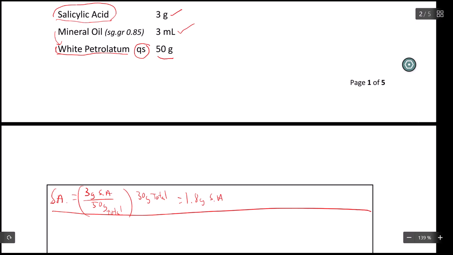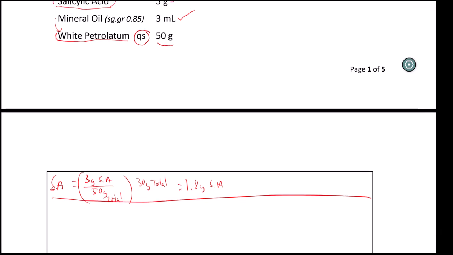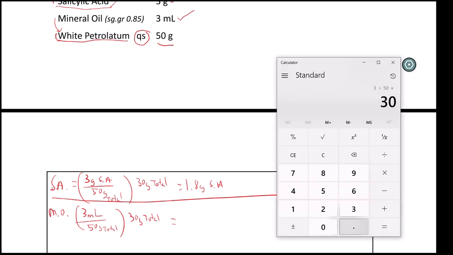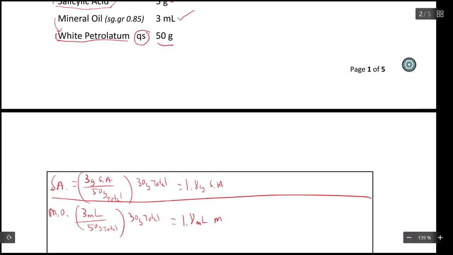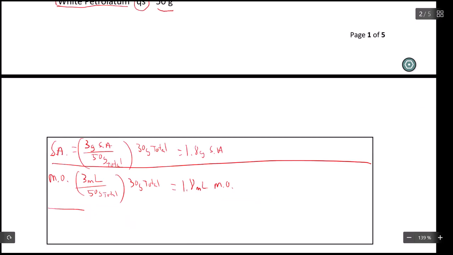The next thing I need to do is mineral oil. This says for mineral oil, that MO for mineral oil, this says I need 3 mLs of mineral oil every time I want to make 50 grams total of the ointment. In our case, we only want to make 30 grams total. So how much mineral oil do we need? 3, right, divided by 50 times 30, we need 1.8 mLs. Mineral oil.